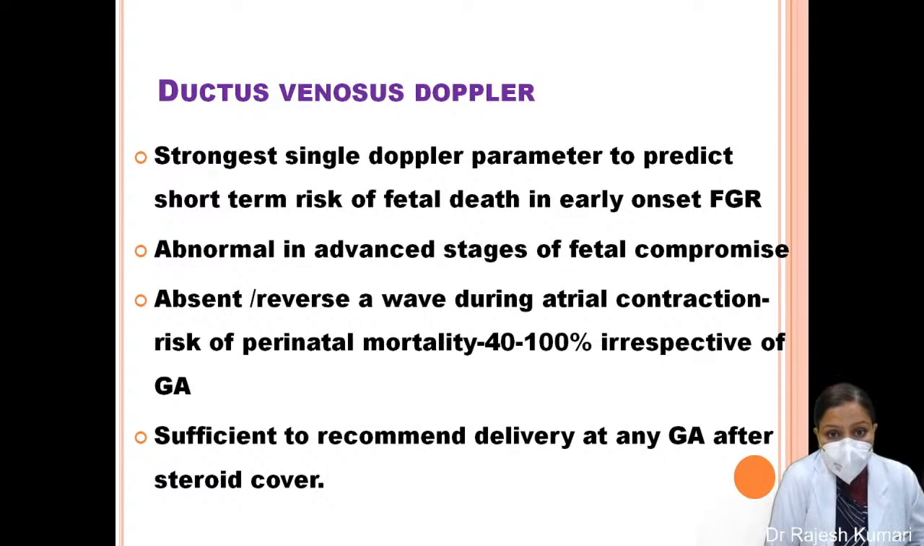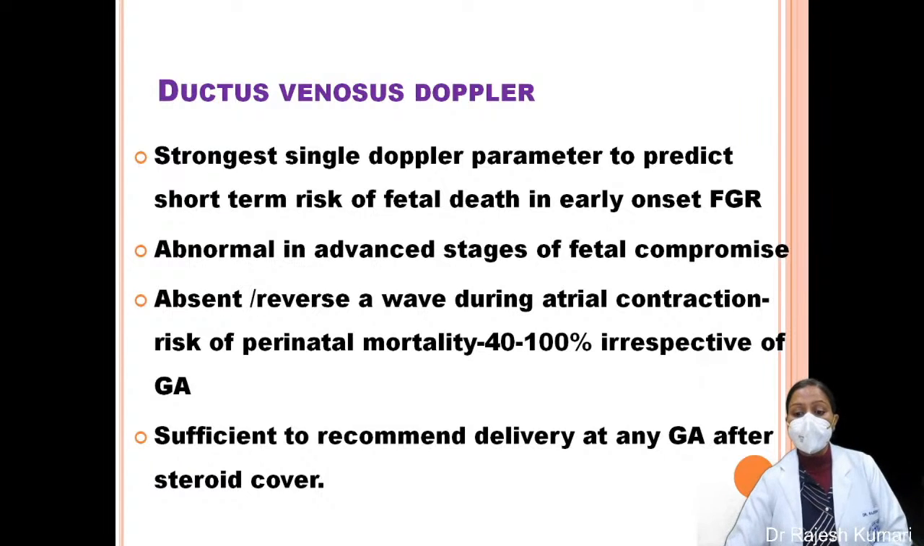A little bit about ductus venosus Doppler: it is the strongest single Doppler parameter to predict short-term risk of fetal death in early onset FGR. It is abnormal in advanced stages of fetal compromise. Absent or reversed wave during atrial contraction carries a risk of perinatal mortality of 40 to 100% irrespective of gestational age. This is sufficient to recommend delivery at any gestational age after steroid cover.